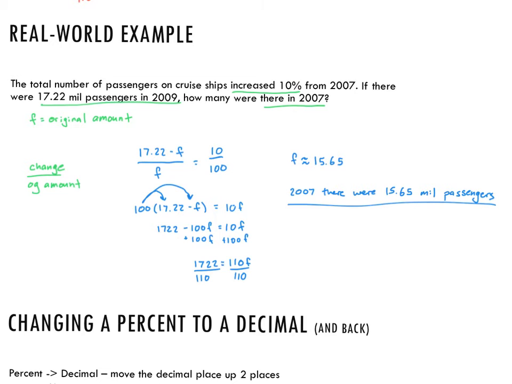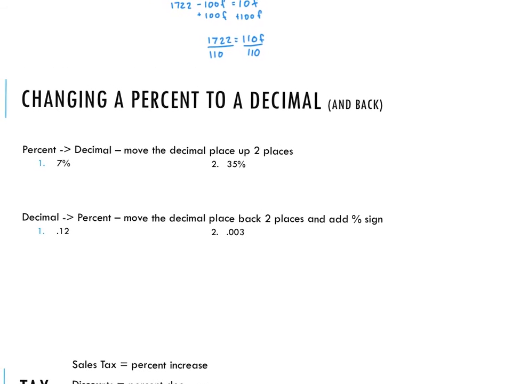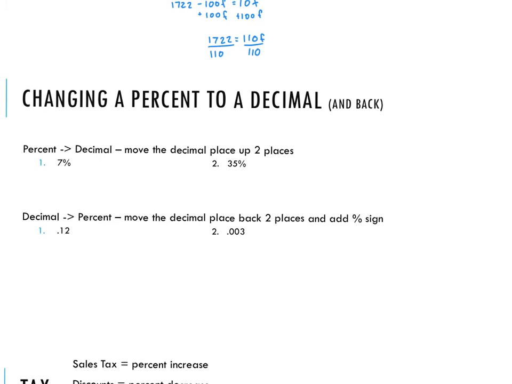And there's your answer. Okay. The third situation is tax. Before we get to tax, I do want to talk about one thing. So, how to change percents into decimals and decimals into percents. Now, you've probably already learned this in middle school. That's okay. We're going to go over it again.